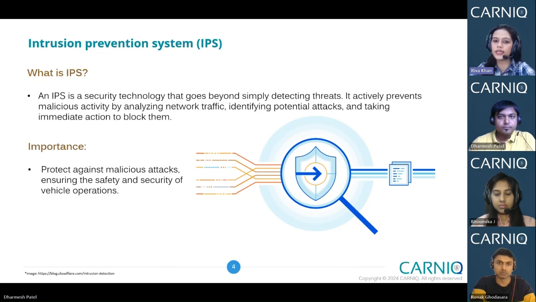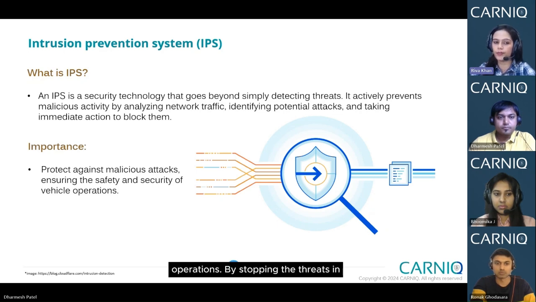So why is the intrusion prevention system important? Its main role is to protect against malicious attacks, ensuring the safety and security of the vehicle operations. By stopping the threats in their tracks, an IPS helps maintain the integrity and functionality of the vehicle system, providing peace of mind and enhancing the overall security and safety.